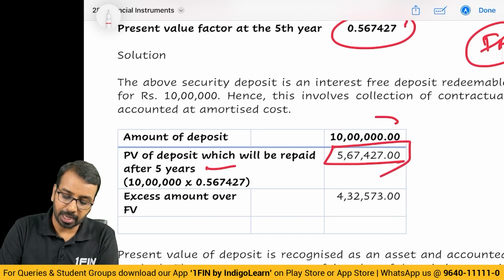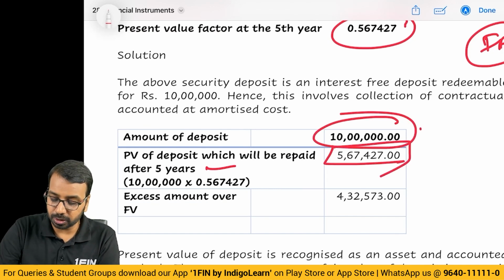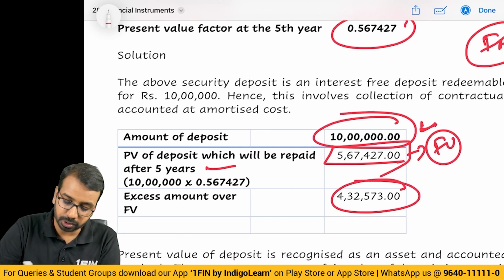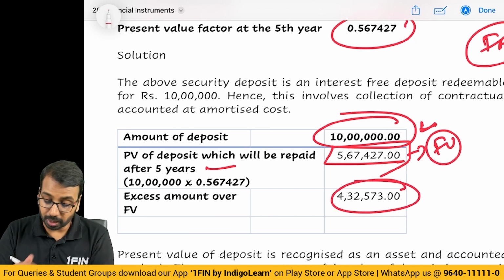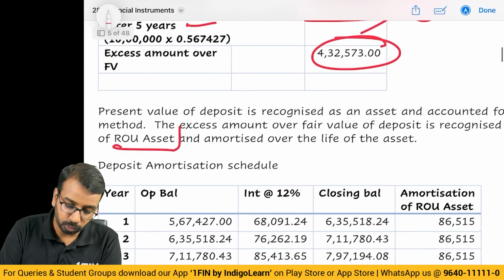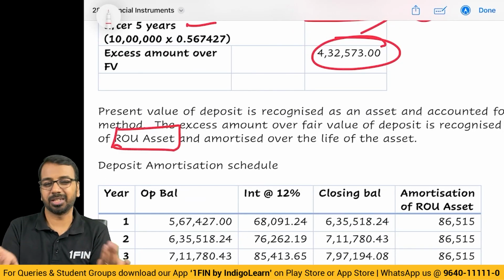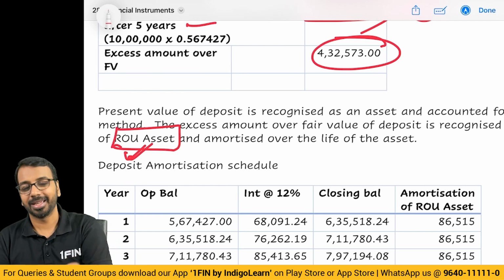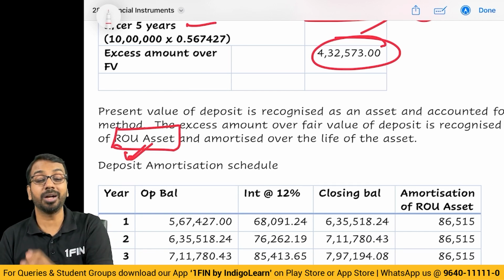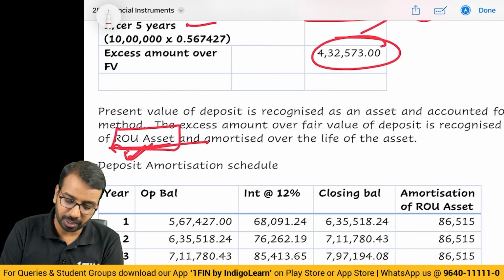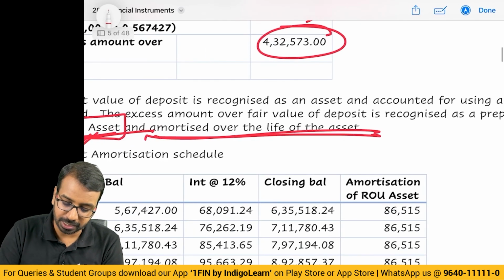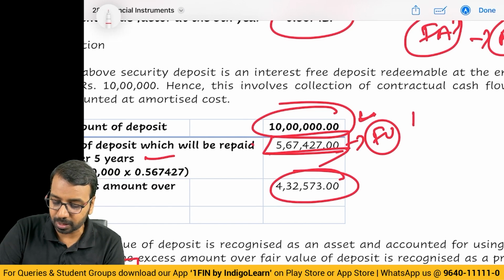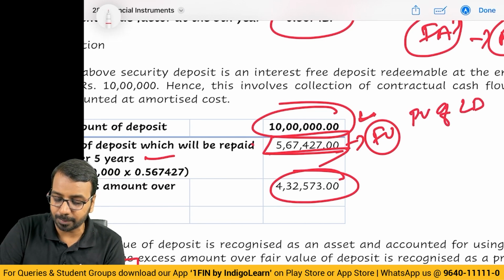Okay. So, the present value of the deposit is how much? 5,67,427. The amount of deposit is how much? 10 lakhs. So, this is the fair value of the deposit. Means you have paid 4,32,573 extra. What is this called? This will be added to right of use asset or prepaid lease rent. There is also a term used. But now because of Ind AS 116, any amount you pay in advance is added to what? Right of use asset. So, you will add it to the right of use asset and you will depreciate or amortize it over the life of the asset. So, then what about this 5,67,427? This becomes my present value of the lease deposit.